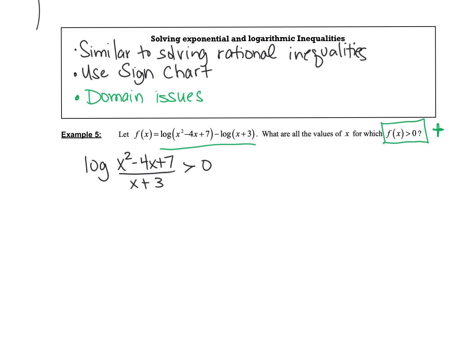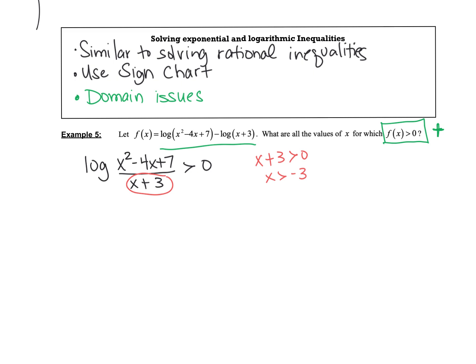Now, we got to think a little bit about what we know about logarithms, okay? First of all, because it's rational, my denominator is going to be an issue, right? What can I not have in that denominator? I can't have a 0, okay? And just the denominator, I can't have a 0. So x plus 3 has got to be greater than 0. What does that mean x has to be greater than? -3. So that's one of the numbers that's going to go on my chart, okay? It has to be greater than -3 because it's in a denominator.